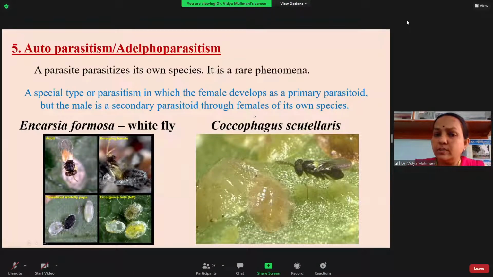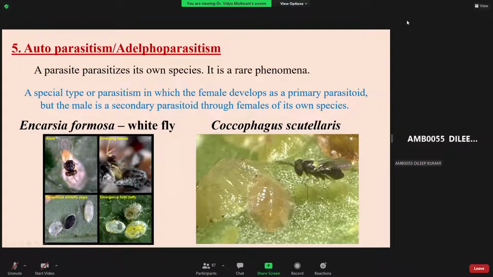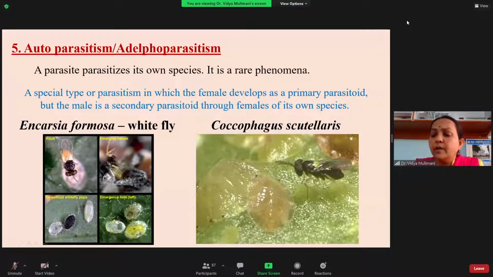Okay, because the male has come from the female of its own species, but it is leading the life of the secondary parasitoid or the hyperparasitoid. That is what is called autoparasitism or adelphoparasitism. So here I'll just tell you once again, autoparasitism means, for example, in every insect we have a male and the female. Okay, so what happens?